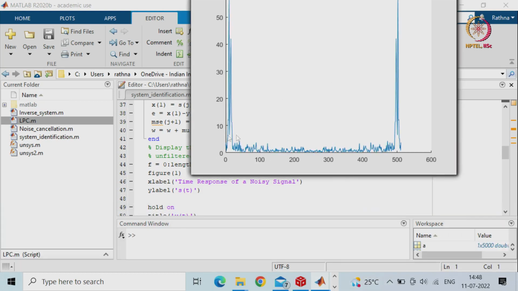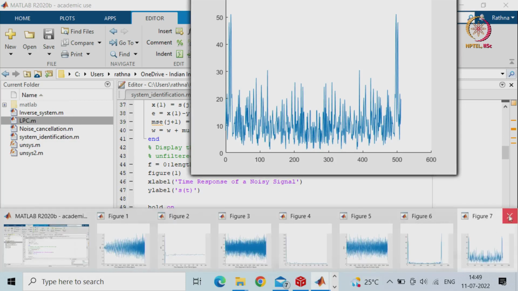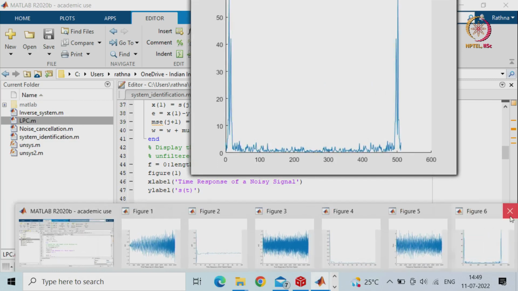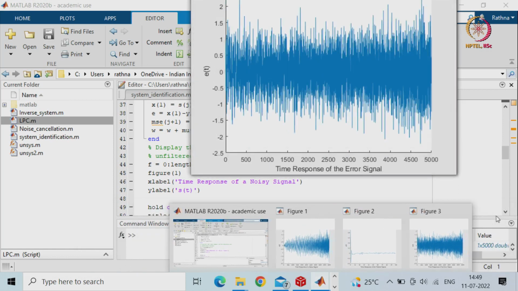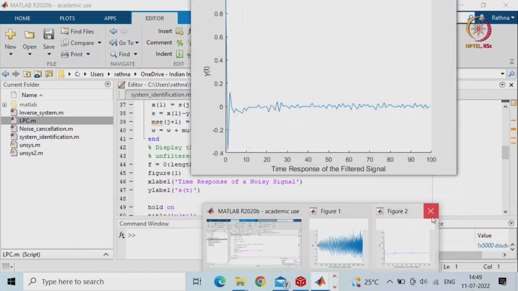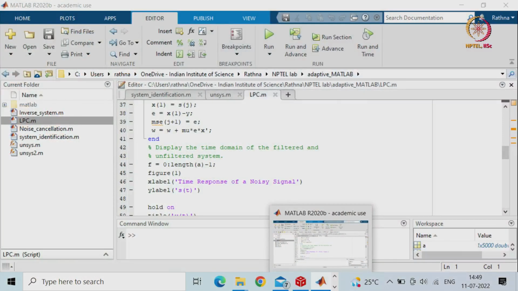So, this is after filtering, and this is before filtering, showing how the noise was present in the input signal. This is how LPC coding has been done to receive our input correctly. Although channel noise has been added as white noise, the received signal is exactly what we have sent.